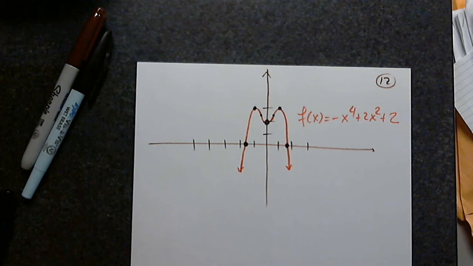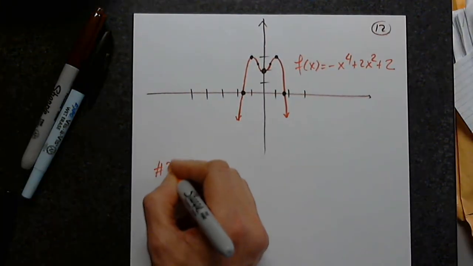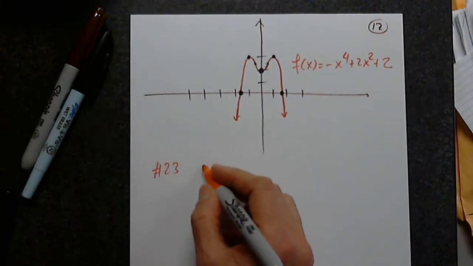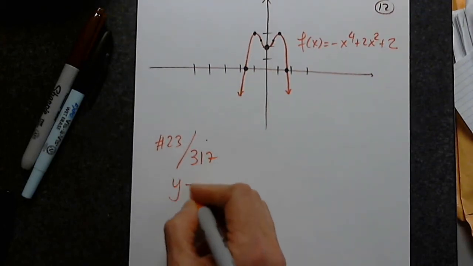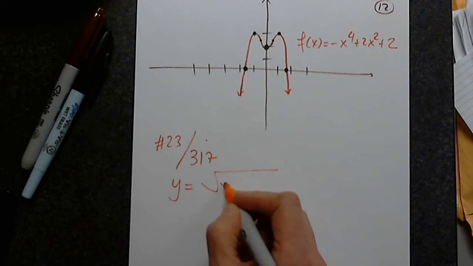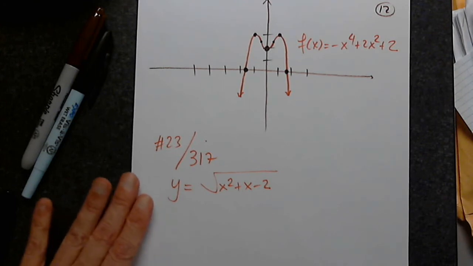Okay, so here is, there are so many, I don't even know what to choose from. Many of them are not trivial. So 23, 317. Y equals the square root of x squared plus x minus 2. Okay.